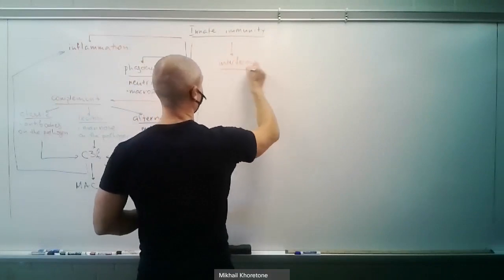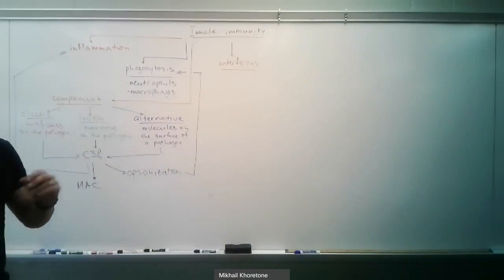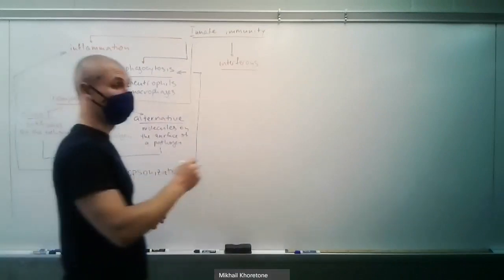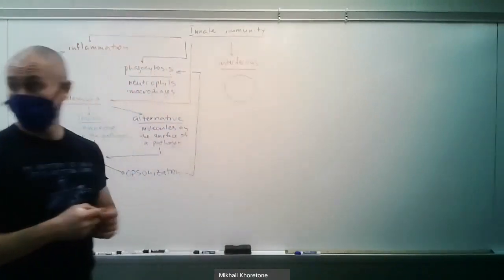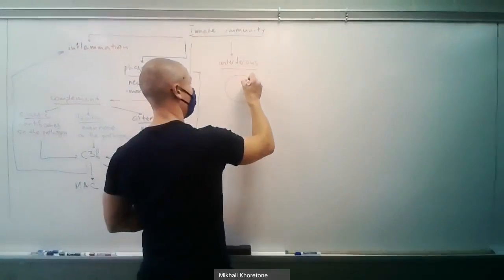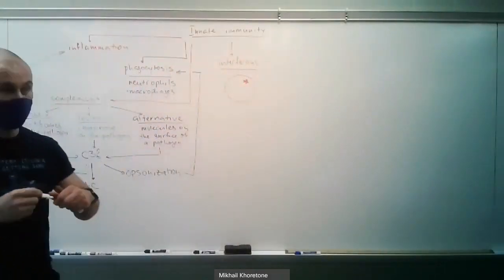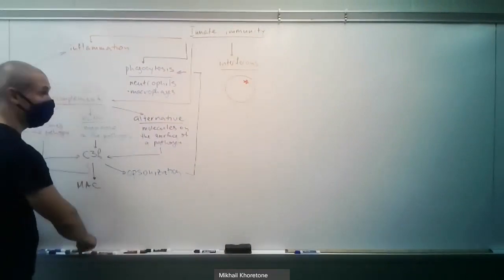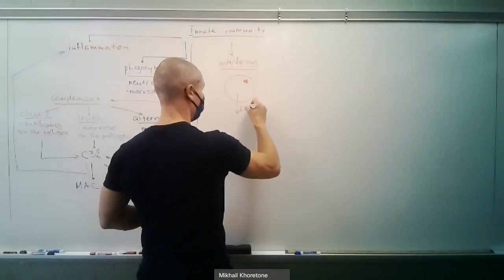Interferons. Now, what is an interferon in a nutshell? There is a cell, a human cell. If the cell gets infected, okay? So that's an infection. The cell starts to produce interferon.